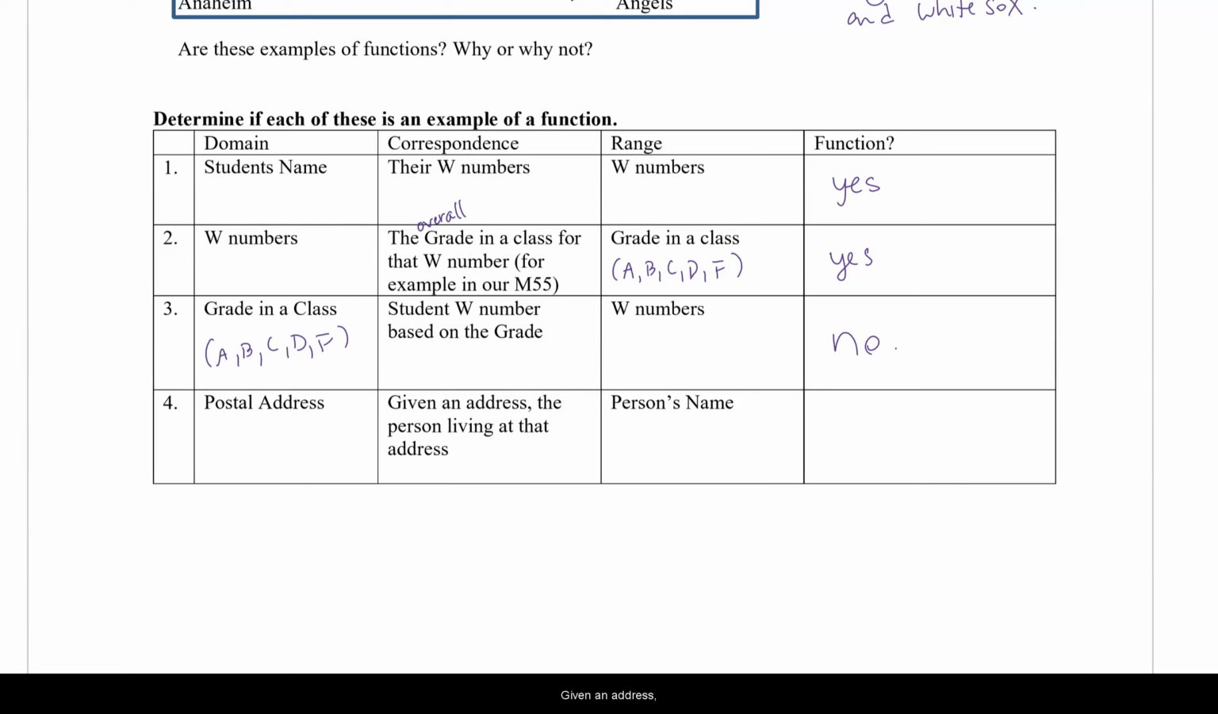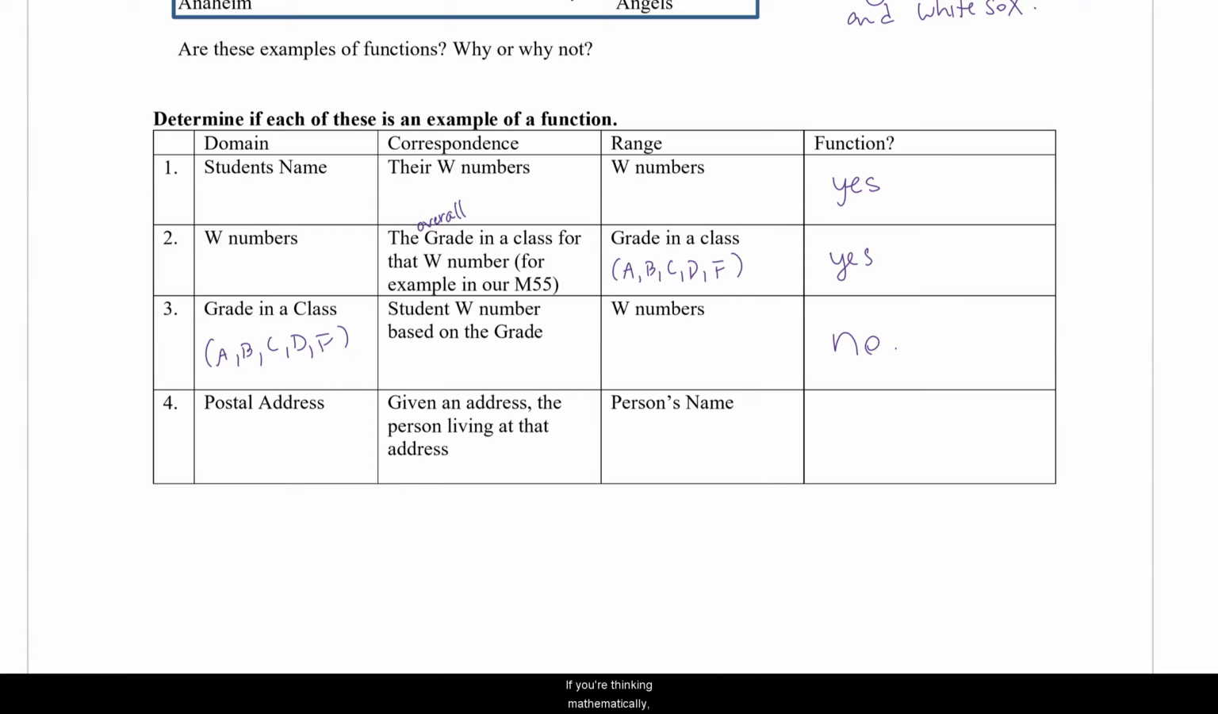In example 4, we have a postal address, so the address of where you live. Given an address, the postal address is going to be mapped to the person living at that address. So we're assigning the postal address a person's name, whoever lives at that address. Is it the case that this is a function? Does each postal address get assigned exactly one person's name?